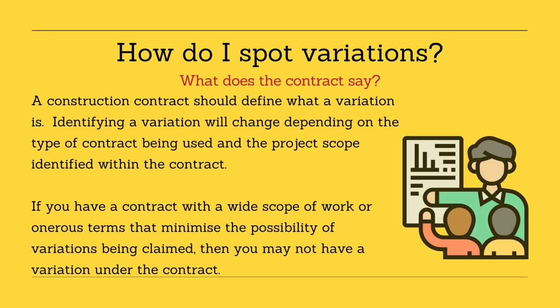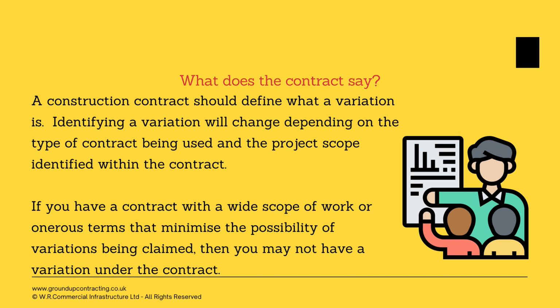So how do you spot variations? We've already said that a variation is a change to the initial project scope. You will want to check your contract to see what that states is a variation. Identifying a variation will change depending on the type of contract being used and the project scope identified within the contract. If you have a wide scope of work or onerous terms that minimize the possibility of variations being claimed, then you may not have a variation under the contract.